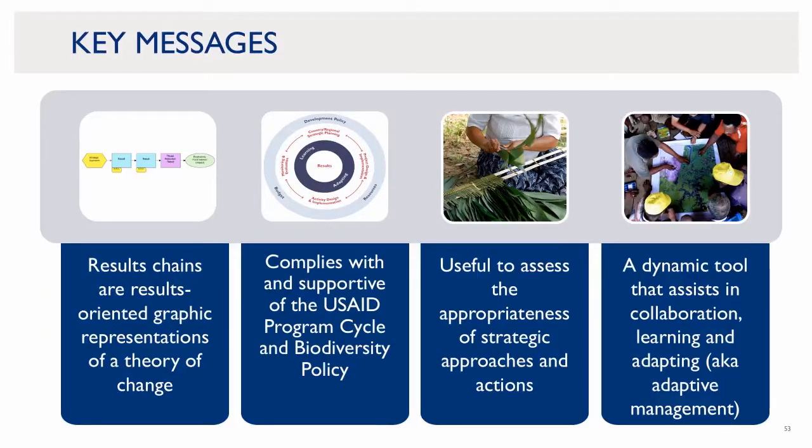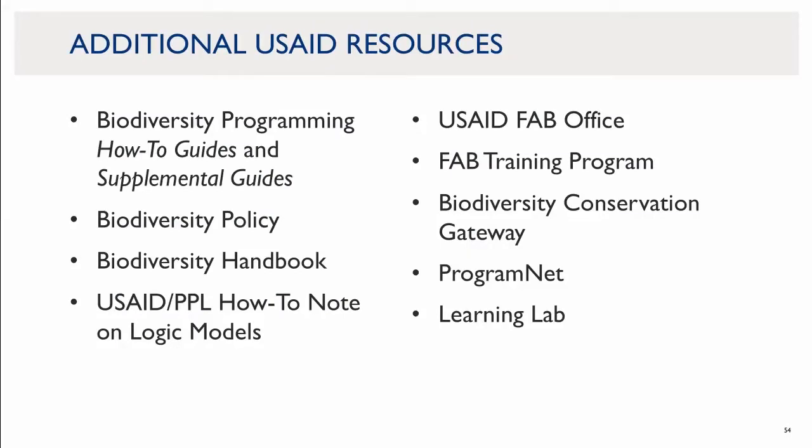In addition to this interactive how-to guide, there are numerous resources available to USAID staff and partners. Links to each of the resources mentioned here can be found in the resources section below this video. The USAID Biodiversity Programming How-To Guides provide explicit step-by-step instructions on developing situation models, using results chains to depict theories of change, and defining outcome statements and indicators for monitoring, evaluation, and learning. This series of presentations is based on those guides.